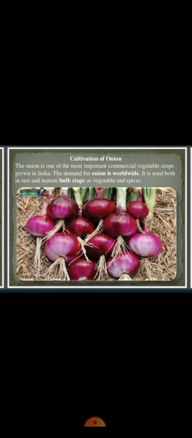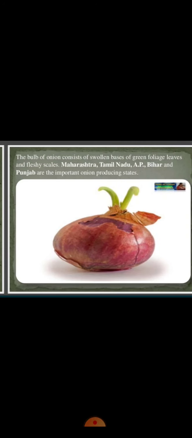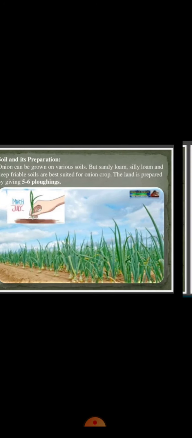Cultivation of onion. The onion is one of the most important commercial vegetable crops. As you can see, onion is in demand worldwide, and it is a bulb-like structure. The bulb of onion consists of swollen bases of green foliage leaves and fleshy scales. It is very famous in Maharashtra, Tamil Nadu, Andhra Pradesh, Bihar, and Punjab because these states use onion a lot.